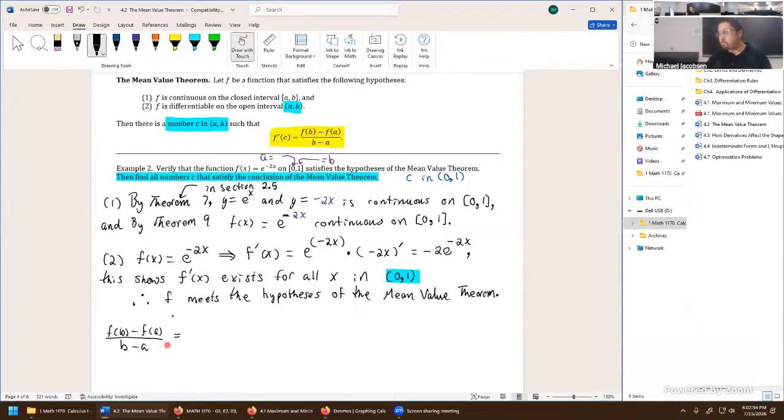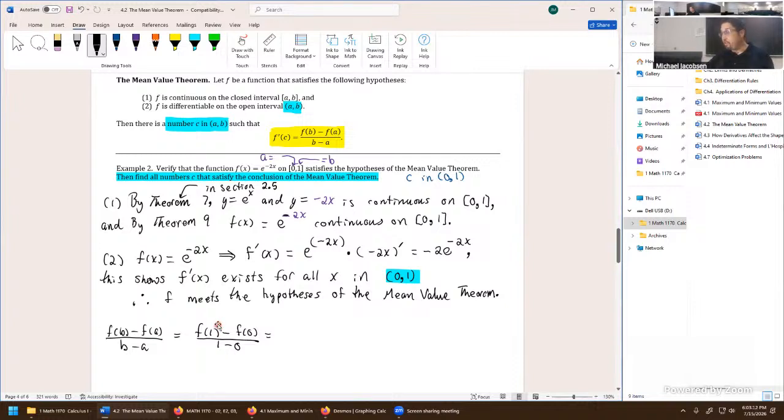So down below here, this would become f at 1 minus f at 0, divided by 1 minus 0. The 1 minus 0 is nice. That means we can just drop the denominator. It's a division by 1.